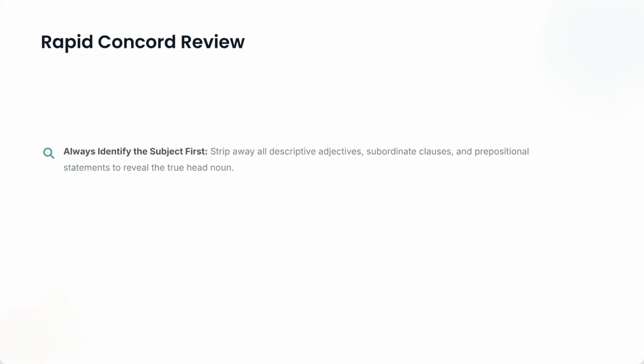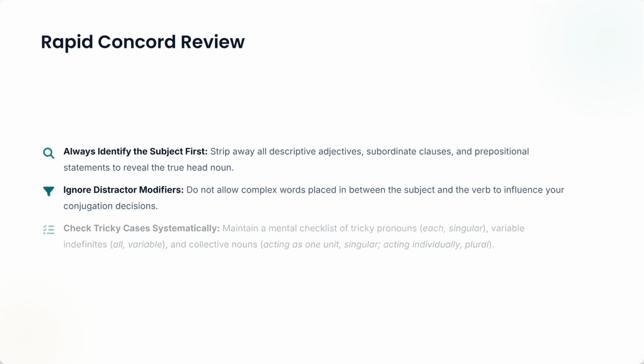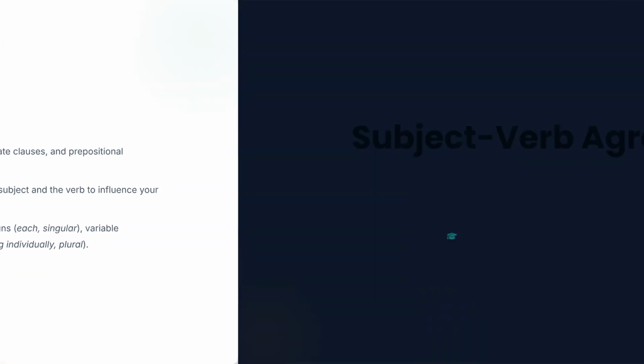To quickly review, always identify the subject first by stripping away modifiers. Ignore distractor words between the subject and verb. Finally, systematically check tricky cases like pronouns, variable indefinites, and collective nouns.